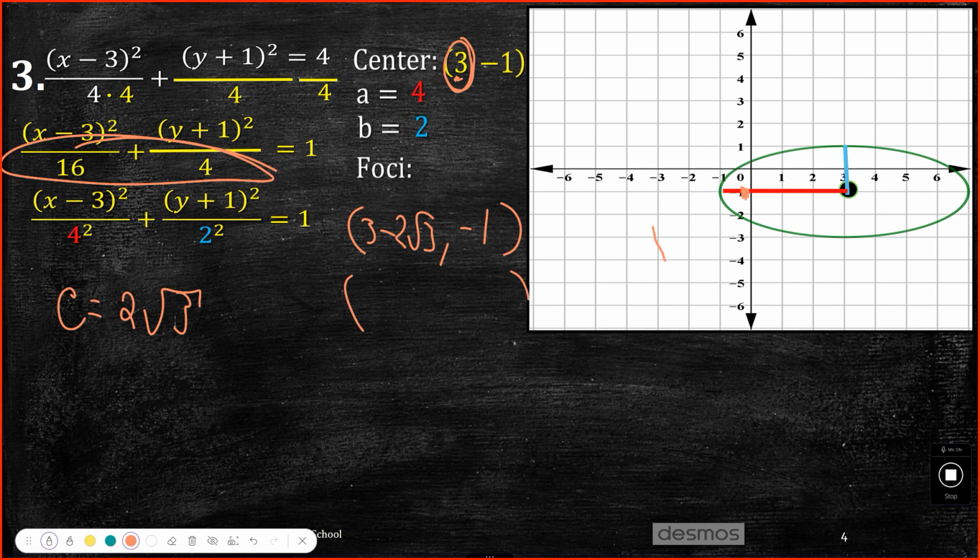And the other one will be what? What's the other focus point here? 3 plus what? 2 root 3. And what's the y value? -1.